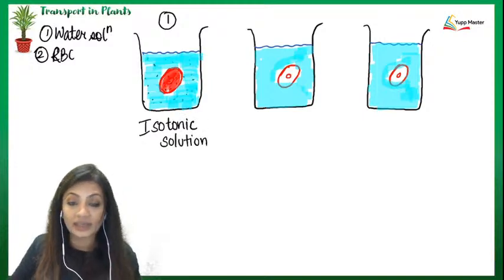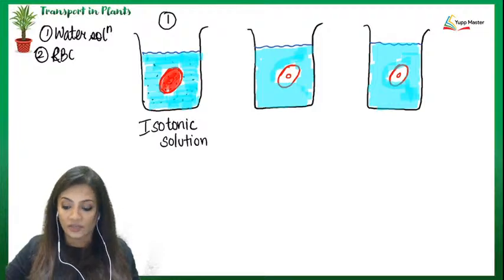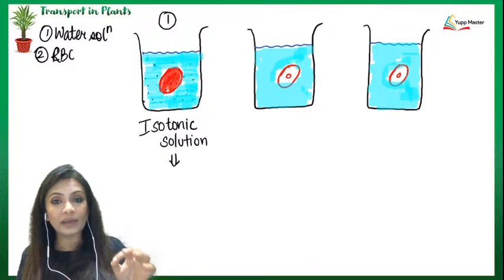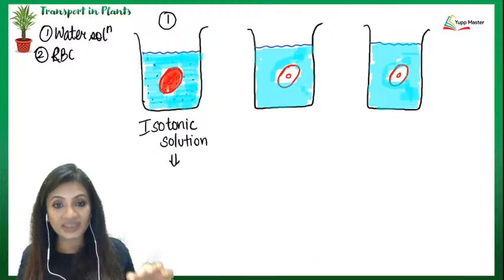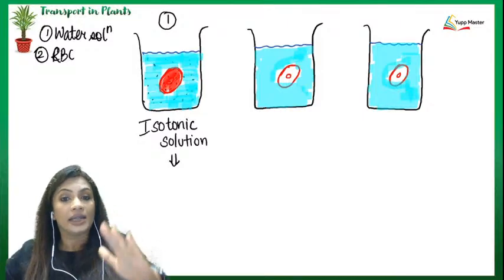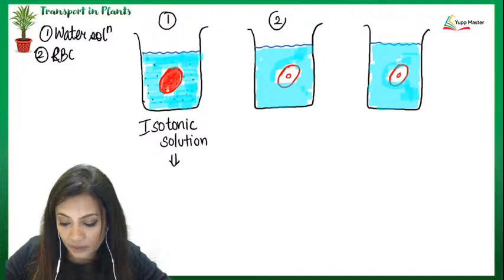Okay, why is that an isotonic solution? Because the concentration of salts in the solution is the same as the concentration of salts in the cell. Did you understand this? Okay, now next, beaker number 2.